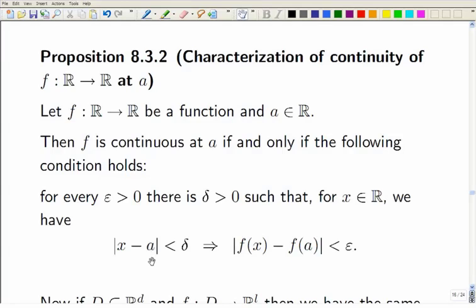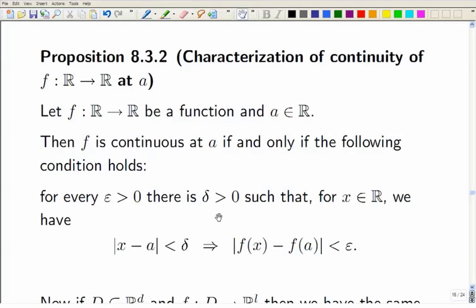So this one says that if x is close enough to a, then f of x will be close enough to f of a. In a very carefully expressed way, for every epsilon, there is a delta. If somebody gives you a smaller epsilon, then you'll probably have to re-choose delta.